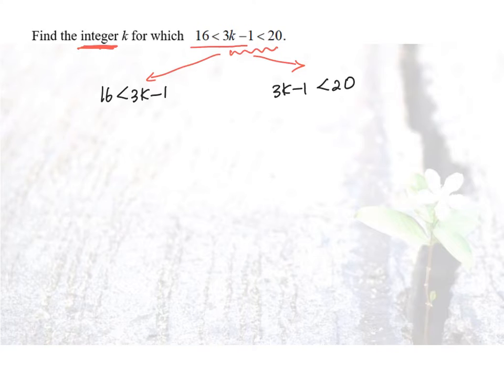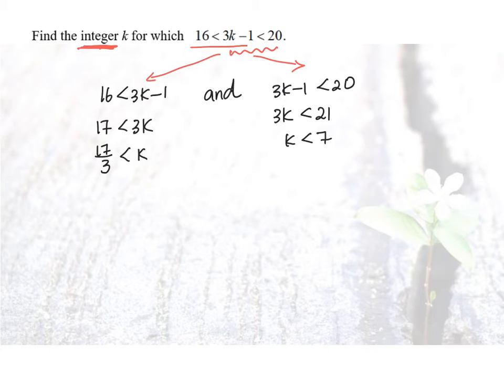So now let's try to solve each of the parts of the inequality. I have 3k and I try to keep my k positive. So that will be k greater than 17 over 3. Then on the other side, 3k is less than 21, so k will be less than 7. The condition is that I must satisfy both these two sides. So let's use a number line to help me.